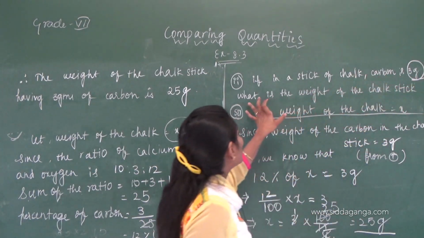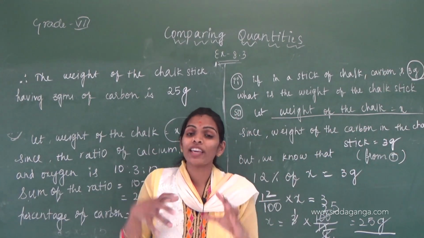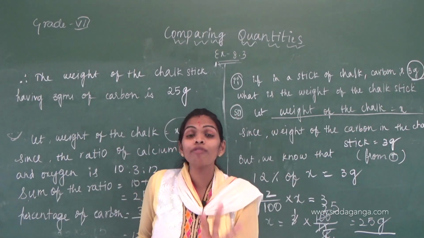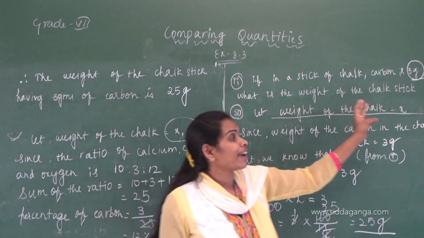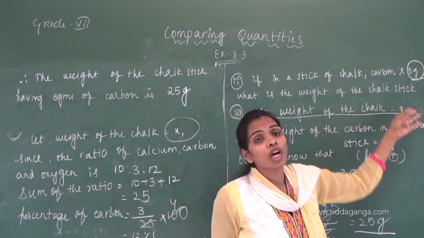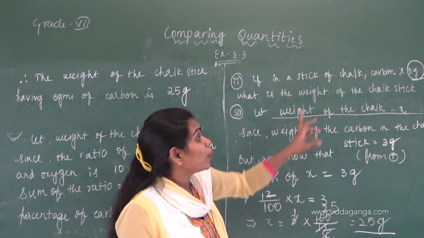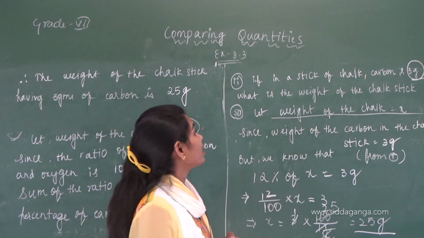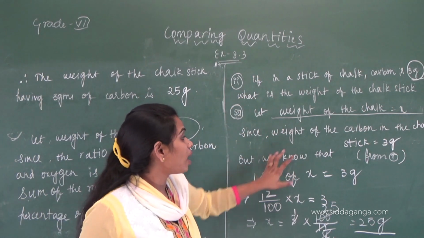What is the weight of the chalk stick? Here in the question they are giving that 3 grams of carbon is there in the chalk stick. We have to find the weight of the chalk stick. Now, let the weight of the chalk be whatever is given, and then we write it here.